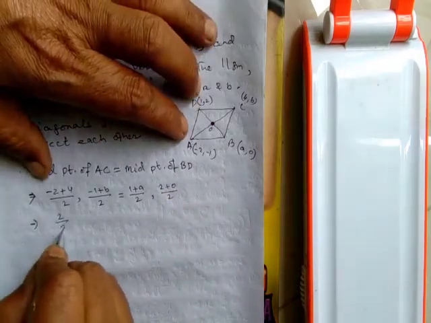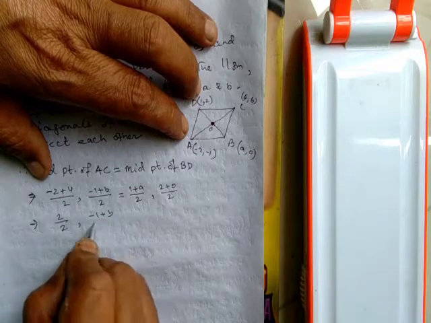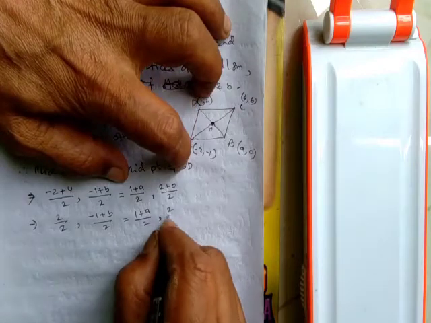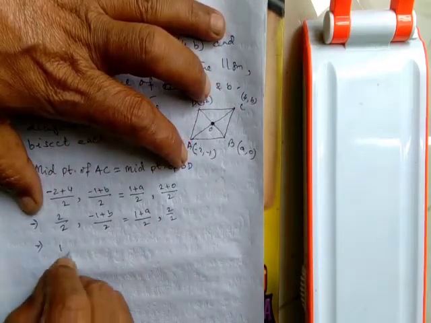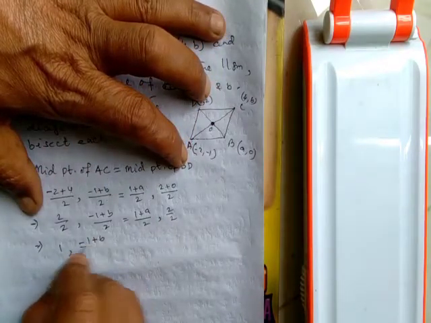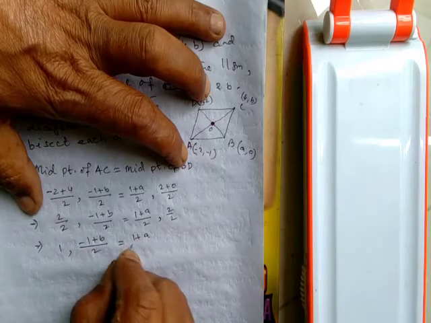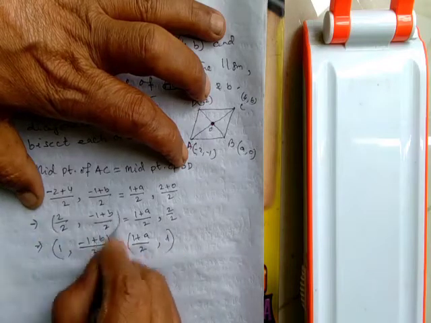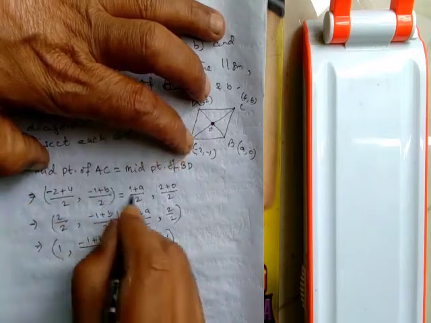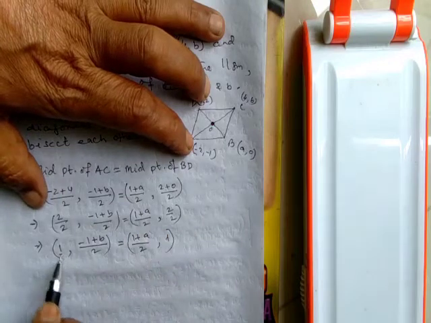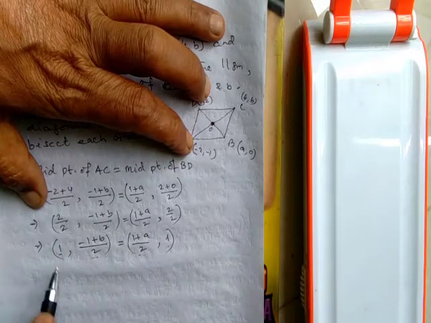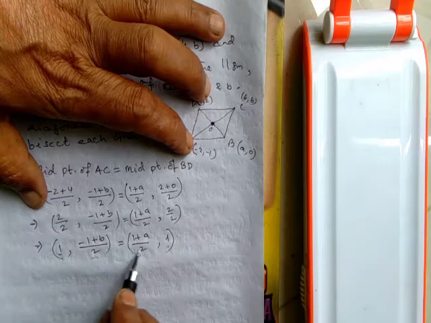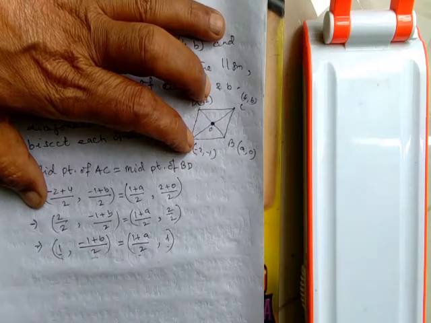This implies (2 by 2, (-1 plus b) by 2) is equal to ((1 plus a) by 2, 2 by 2). This implies (1, (-1 plus b) by 2) is equal to ((1 plus a) by 2, 1). Thus we have seen that in this ordered pair, first part is equal to first part and second part is equal to second part. Value of x is equal to value of x and value of y is equal to value of y.